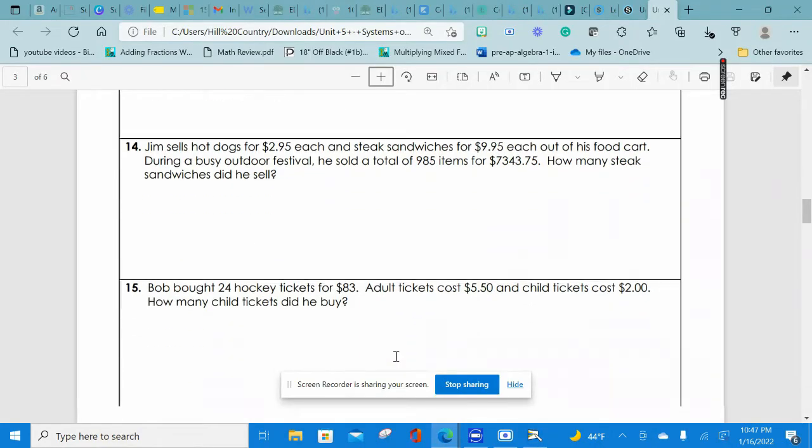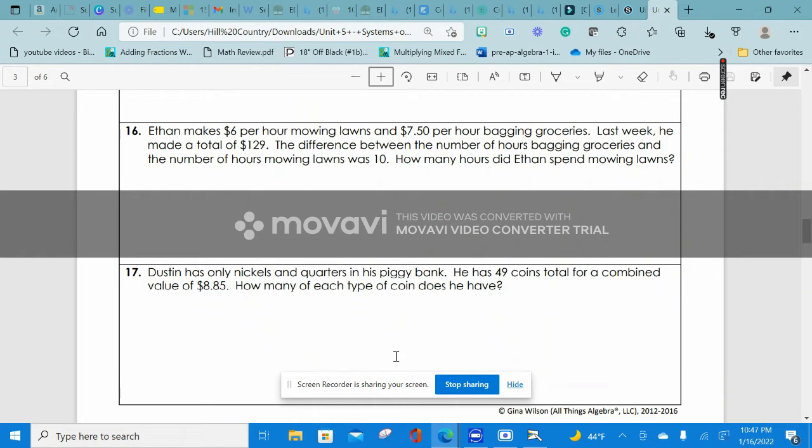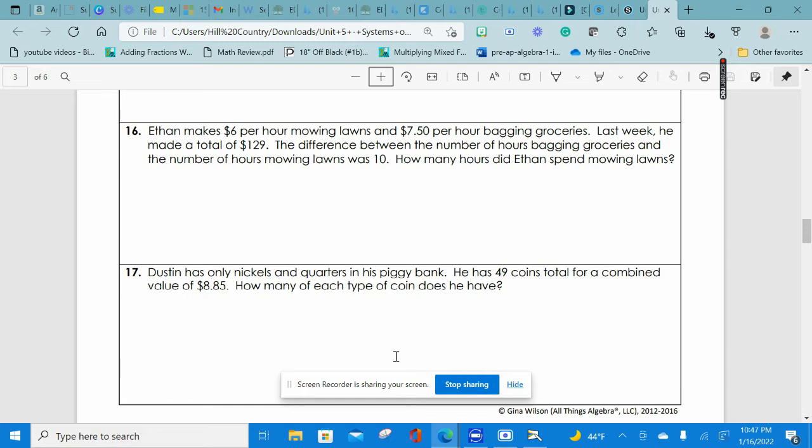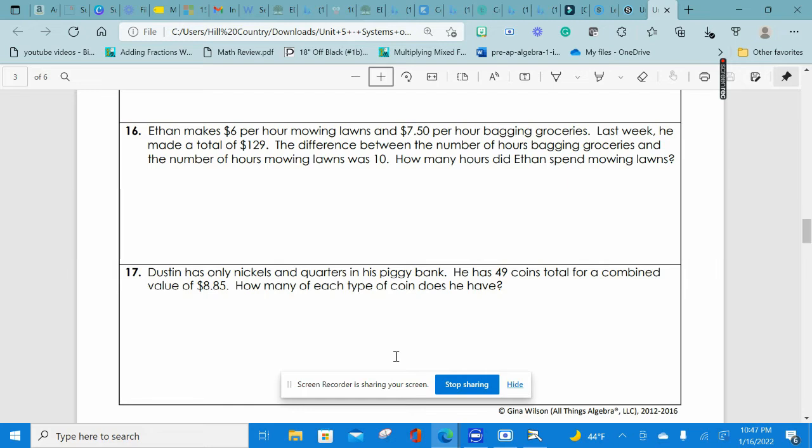Okay, now if I move on to the next one, number 16, let's see how similar this one is. Ethan makes $6 per hour mowing lawns, but he makes $7.50 per hour bagging groceries. So he has 2 jobs. Last week, he made a total of only $129. The difference between the number of hours bagging groceries and the number of hours mowing lawns was 10. So the difference of his hours of working one to another was 10. How many hours did he spend just mowing the grass? Okay. Let me write down some information so I don't waste time in the video.